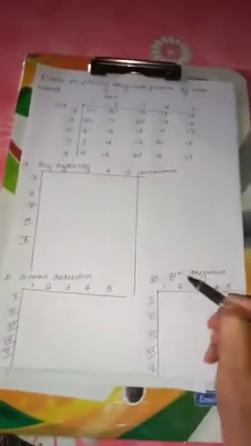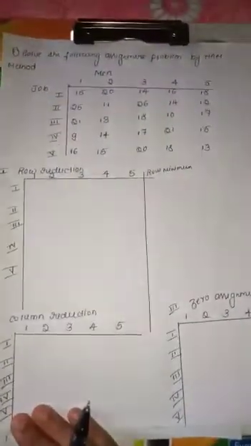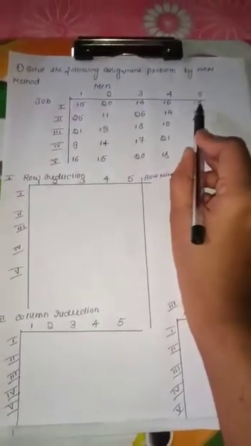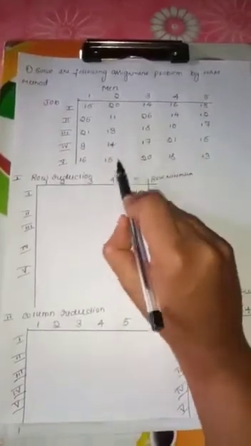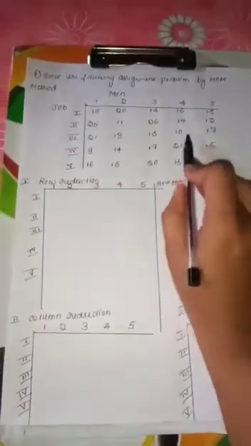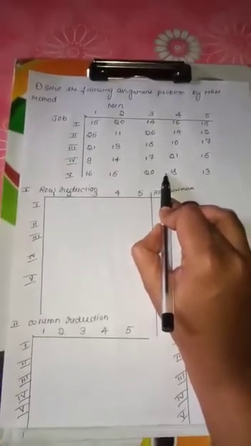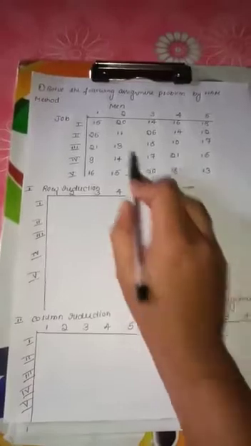The first step is row reduction, the second step is column reduction, and the third step is zero assignment. Row reduction means in each row you have to find the smallest element. There are 5 rows. In each row you have to identify the smallest element, and then subtract that smallest element from the remaining elements of that row.